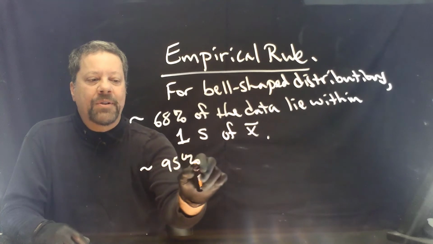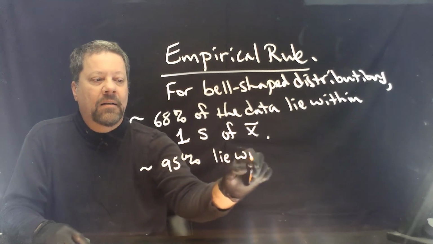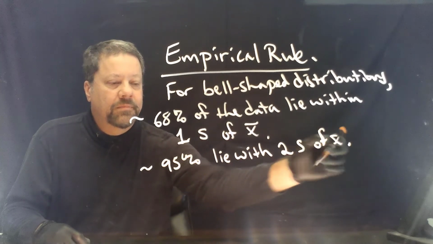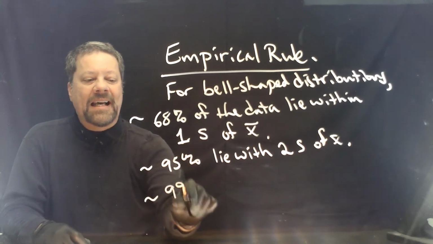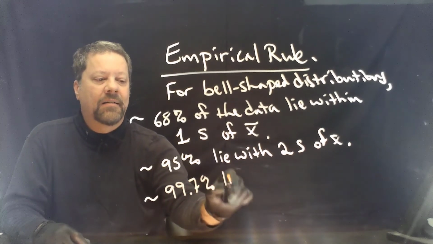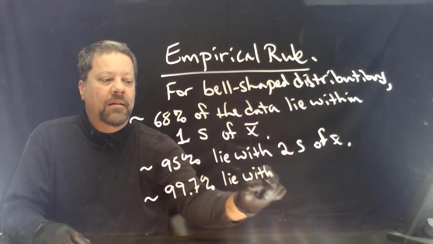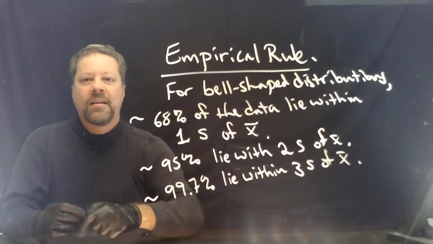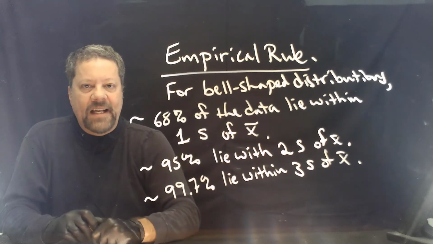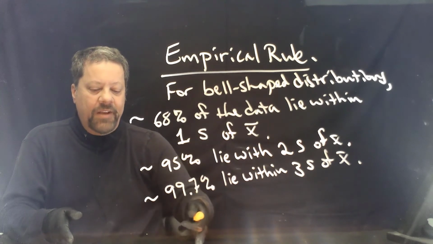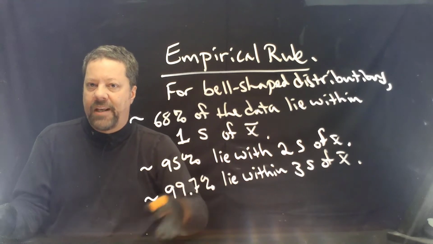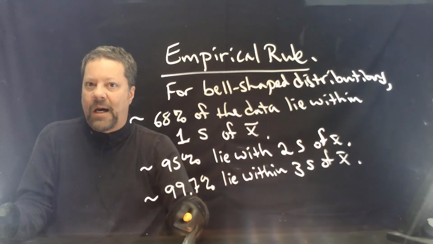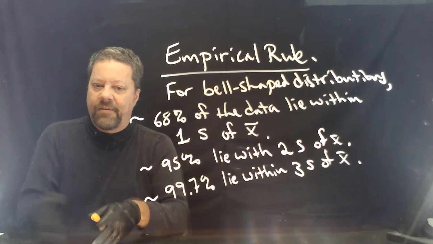About 95% lie within two standard deviations of the mean. And about 99.7% lie within three standard deviations of the mean. So almost all of the data will lie within three standard deviations this way and three standard deviations this way, within an interval of length 6 standard deviations wide. 3 from the mean this way, 3 from the mean this way.